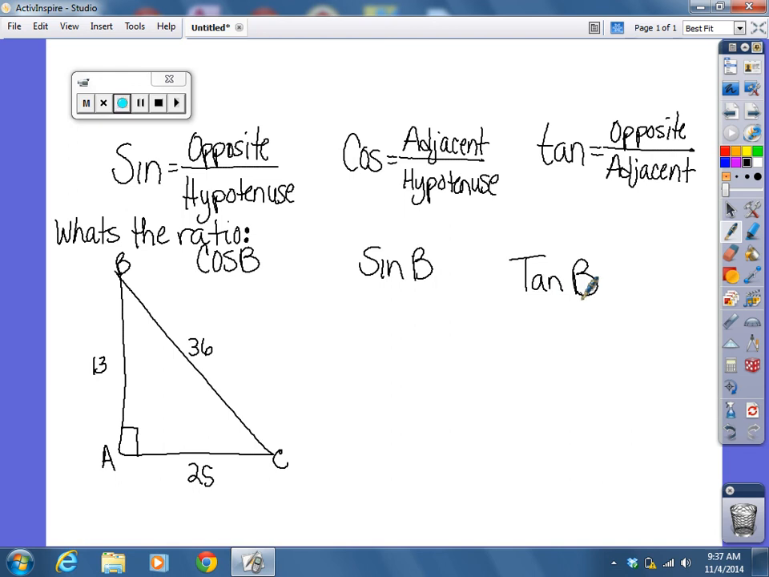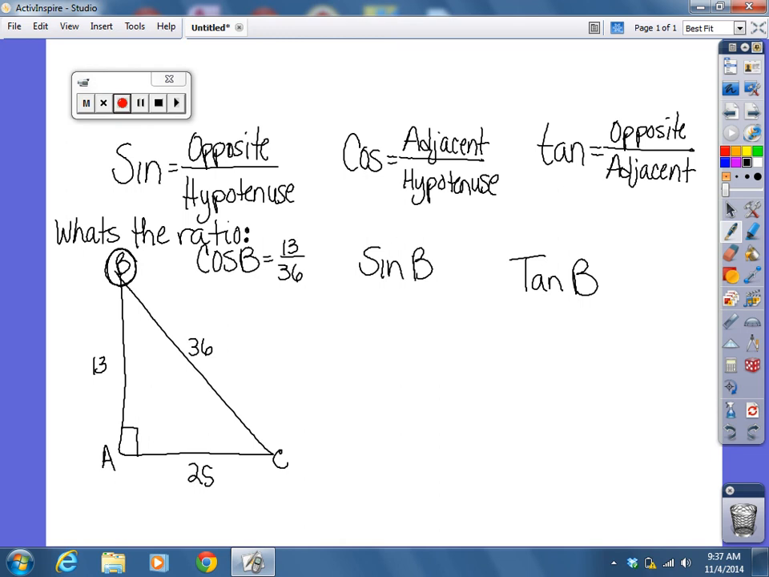So if I do cosine, look up here, we've got adjacent over hypotenuse. And I'm talking about this angle right here, so I have to make sure that I'm talking about the right thing. So cosine of B is adjacent over hypotenuse. My adjacent side, which one is closer to B, the 13 or the 25? Of course, the 13 is. So 13 is going to be my adjacent over my hypotenuse. Okay, and on the test, if they can be reduced, you reduce them.